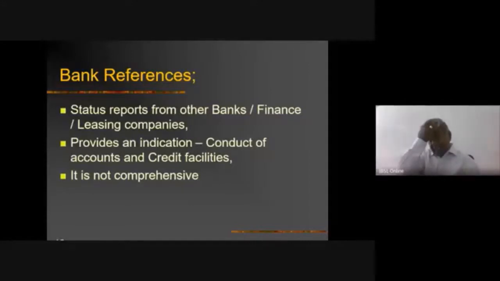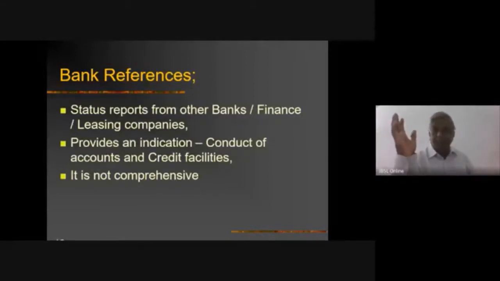We call it status reports from other banks, finance companies or leasing companies, status reports. When you call for this report from the neighboring branches, you won't get a very satisfactory reply. Anyway, you will get a reply. It provides just an indication, without any signature or anything, on a piece of paper. Conduct of accounts and credit facilities, yes, they will give. Maintains a routine account, or like that, they give some indication without sign or anything. So it is not comprehensive.